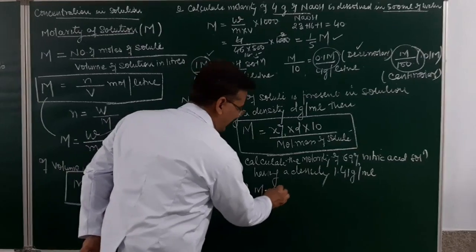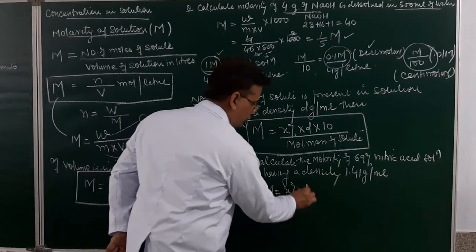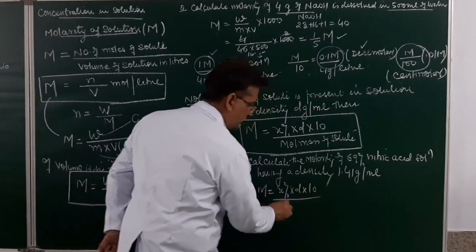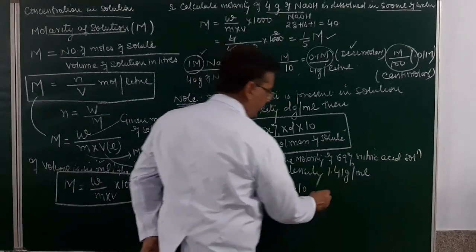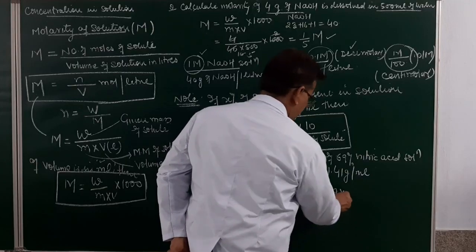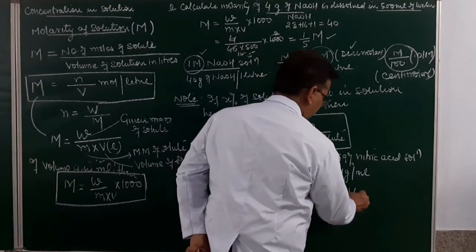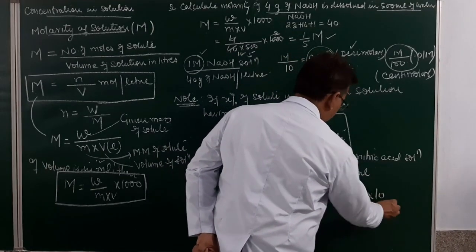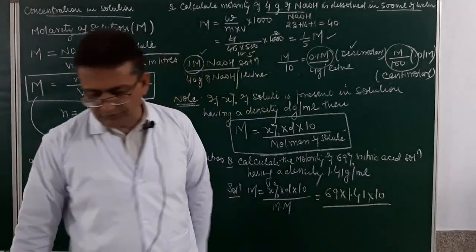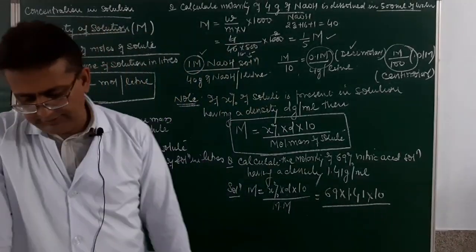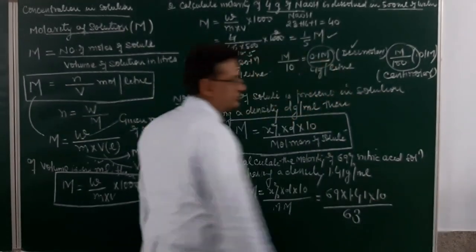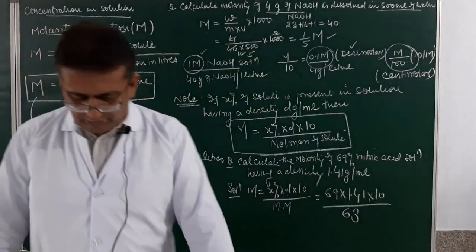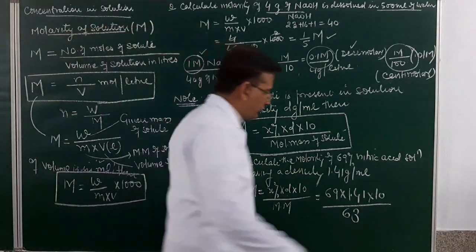Molarity will be equal to X% into D into 10 upon molecular mass. What is the percentage given over here? 69%. What is the density of the solution? 1.41 into 10. What will be the molecular mass of nitric acid? It will be 63. Am I clear? You solve it up. On solving, you will obtain the answer as 15.44 molar.